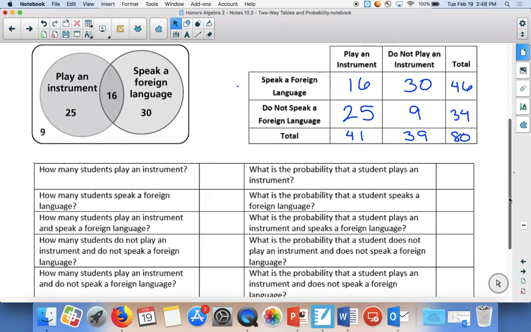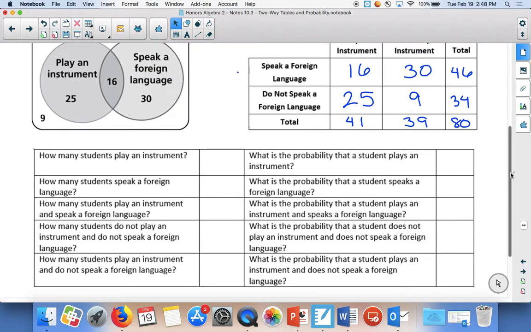Okay, so hopefully that's pretty straightforward. How many students play an instrument? Well, that's 41 total. How many students speak a foreign language? That's 46. How many students play an instrument and speak a foreign language? That's 16. How many do neither? That's 9. And how many play an instrument but do not speak a foreign language? That's 25.